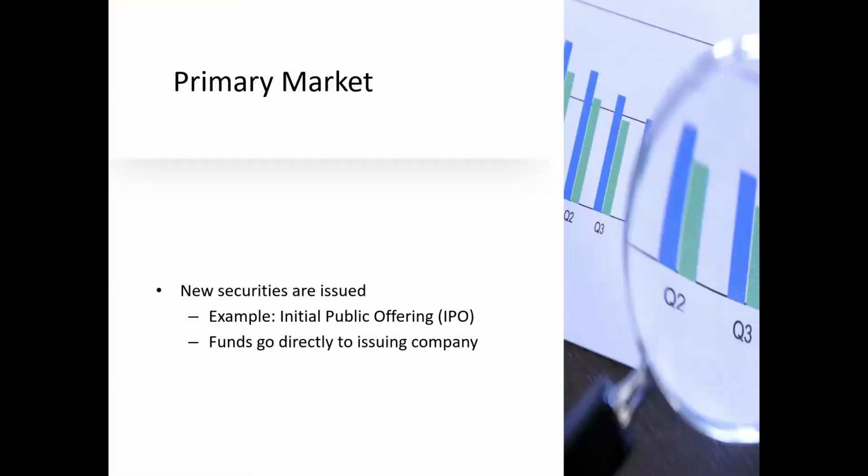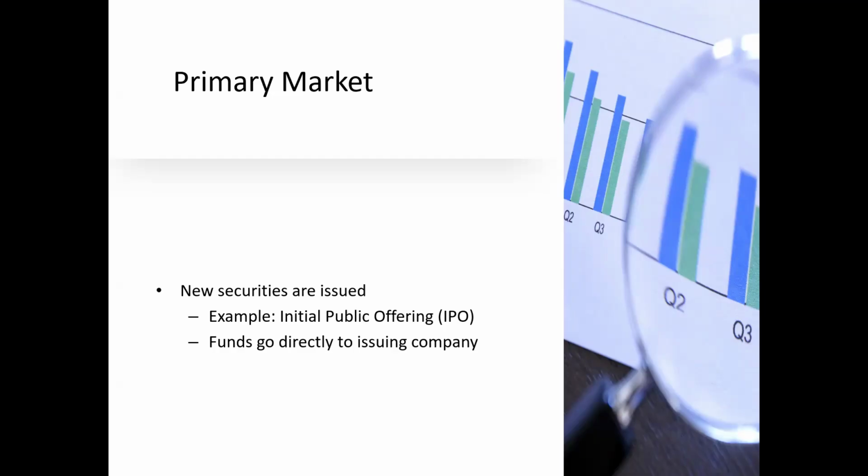Then we have, I'll talk about primary market versus secondary market. Now, primary market is for trading new shares, okay? A new share example is an initial public offering. That's where a firm decides to issue new shares. And with this one, you are buying directly from the firm.